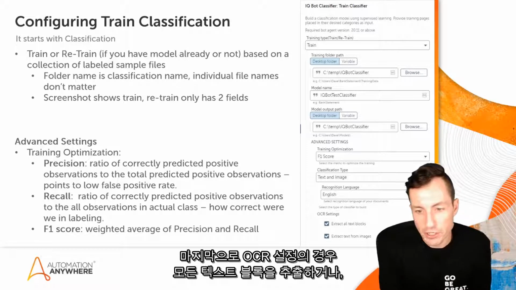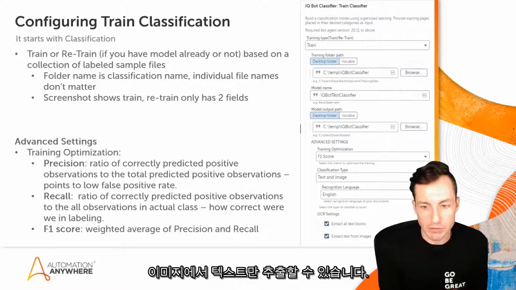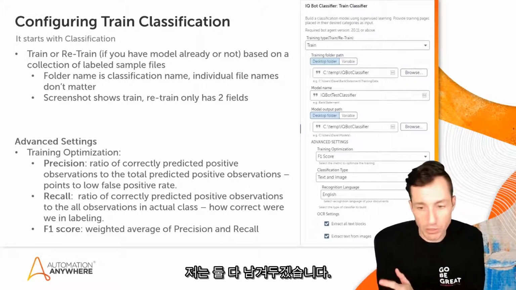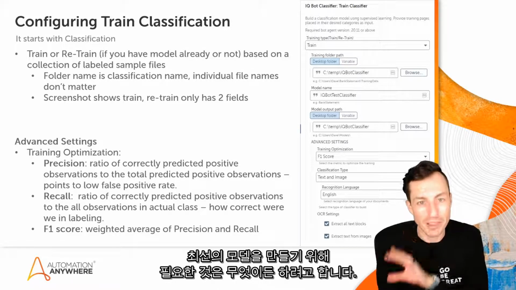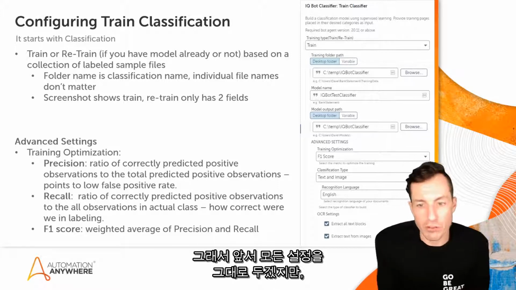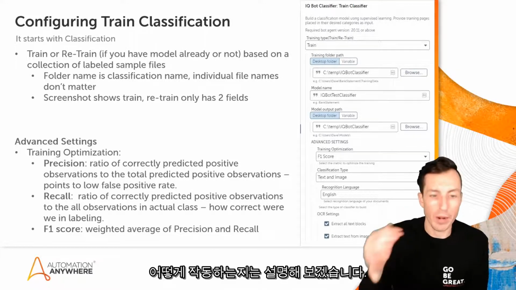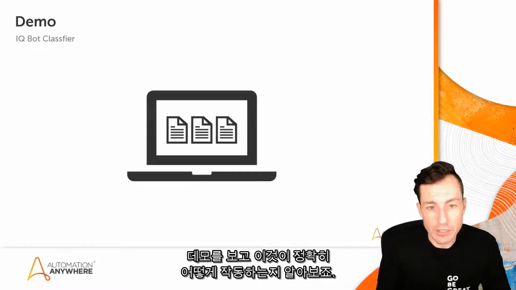Finally, for the OCR settings, you can extract all text blocks or just extract text from images. I leave both of those. It's fine with me. I want it to do whatever it needs to make the best model that it can. So I leave all those settings in the advanced alone, but I wanted to explain how they work. So let's take a look at a demo and let's see exactly how this works.